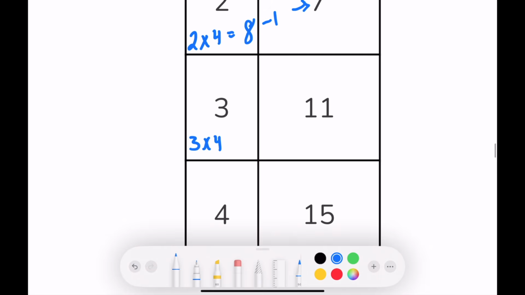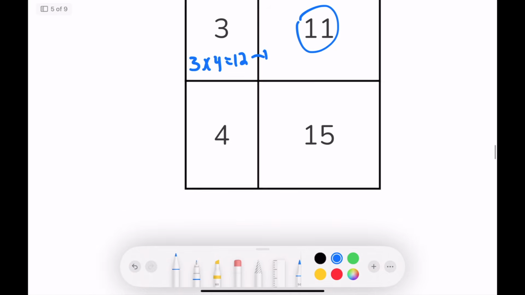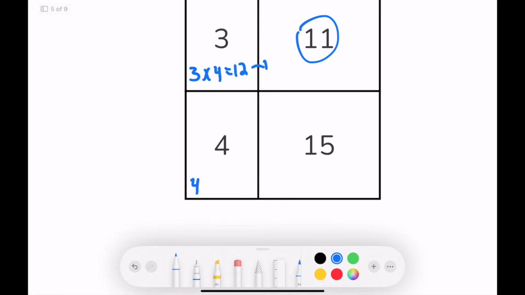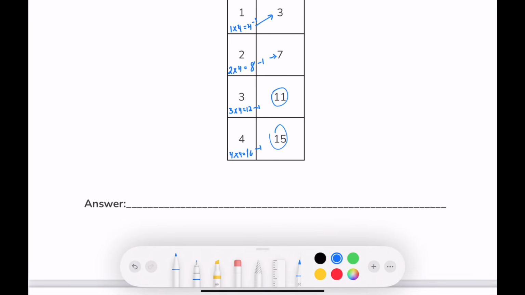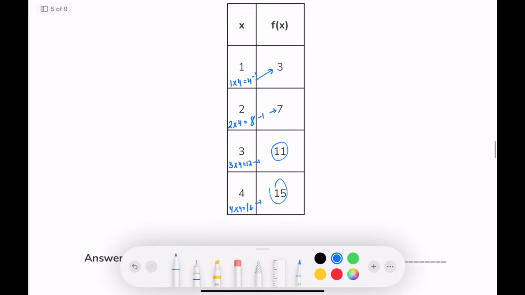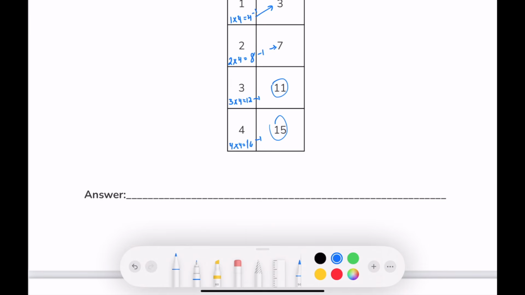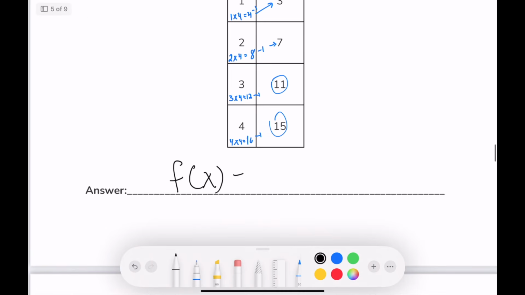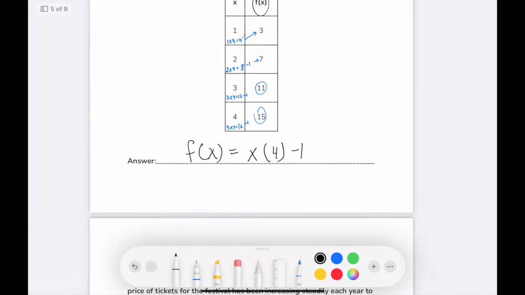3 times 4 is 12, minus 1. Whoa, check it. It's working. Things are working. 4 times 4 equals 16, minus 1. I think we found it, my educator friends. That tells me that we need to write f of x, because that's what we're solving for, equals x times 4 minus 1. That to me looks good. All right, nice work on that.